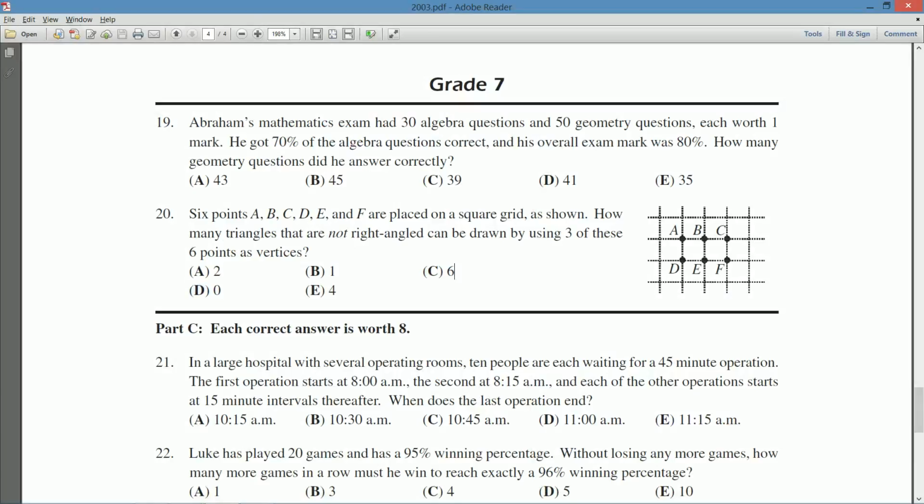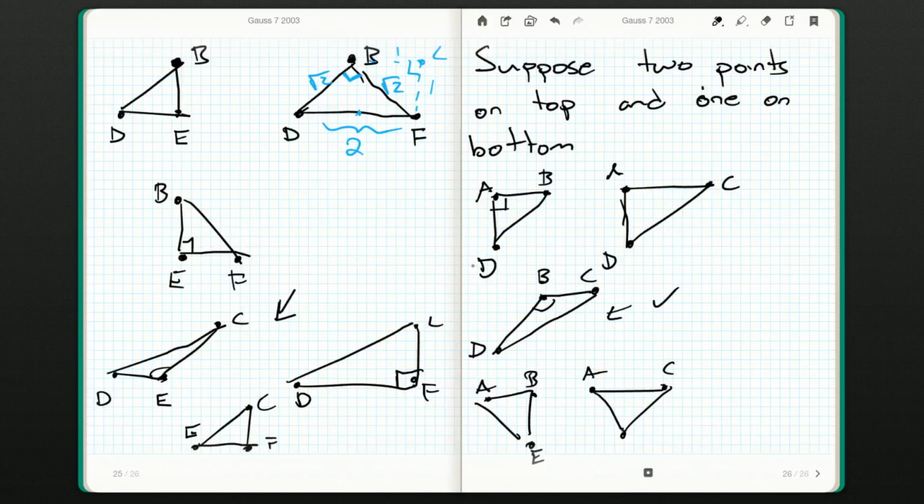Because if you're counting DBF as non-right angled, even though it is, you're going to get DBF and AEC, and those are going to give you a total of 6. So you've got to be careful. You've got to make sure that these either are or aren't right angled triangles. Okay. But this one here, for the same reason, is going to be right angled. And BCE is also right angled.